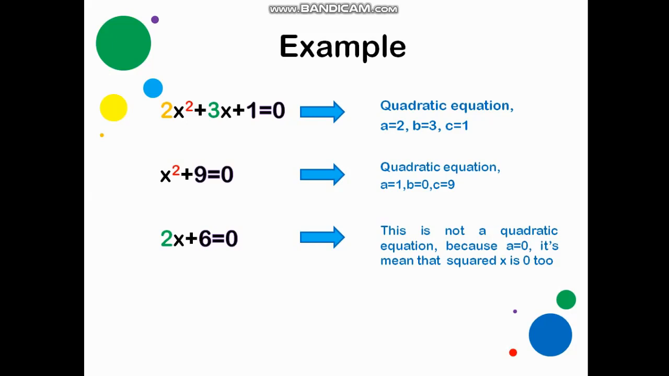2x plus 6 equal to 0. This is not a quadratic equation because a is equal to 0, so it means that the squared x term is 0 too. And we know from there that the standard form of the quadratic equation is ax squared plus bx plus c equal to 0, and a is not equal to 0.